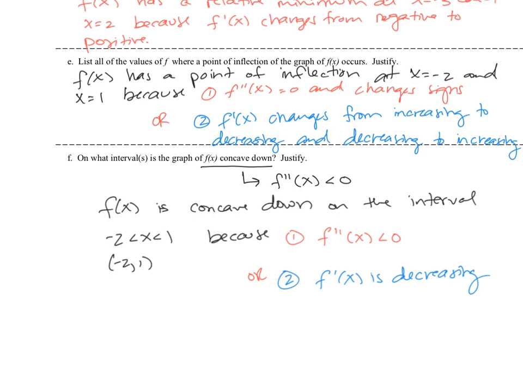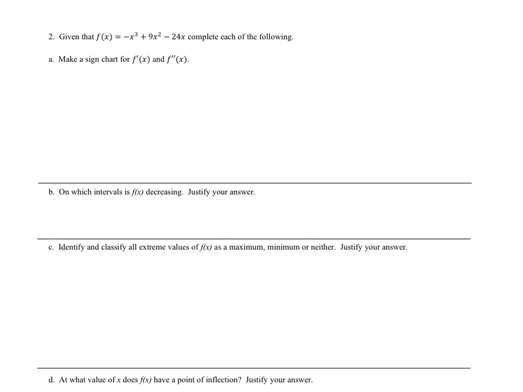Okay, I'm going to go ahead and flip over and record a video for the second question. All right, I'm back for problem 2. It says, given that f of x equals -x cubed plus 9x squared minus 24x, complete each of the following.